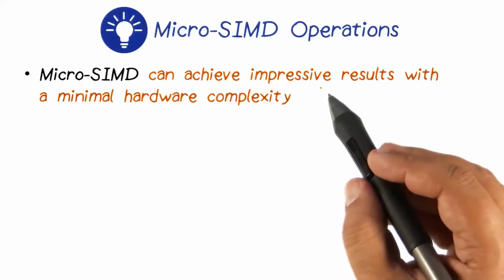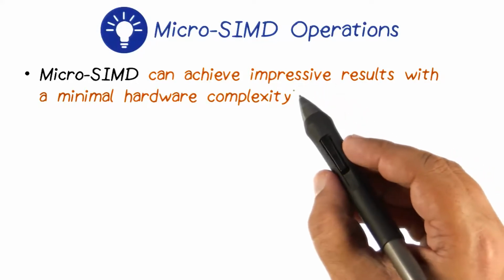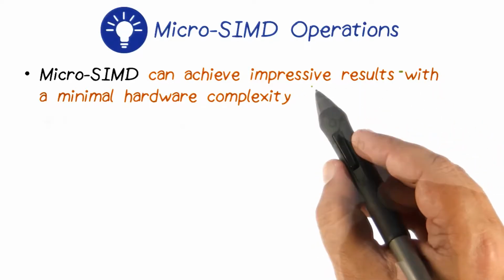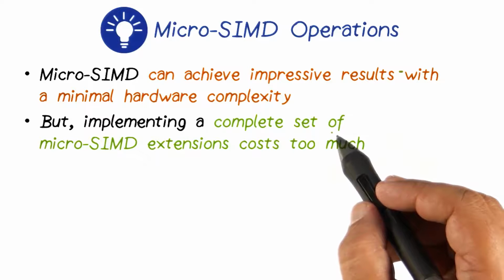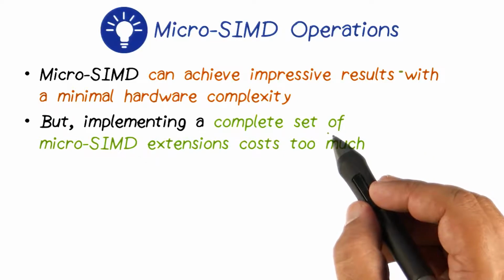So let us summarize the importance and pros and cons of microSIMD operations. MicroSIMD operations can achieve impressive results with minimal hardware complexity. However, microSIMD is rarely implemented for the whole instruction repertoire. It is specifically done for some operations which are beneficiaries of microSIMD parallelism, such as for addition. Rarely it would be done for division, for example.